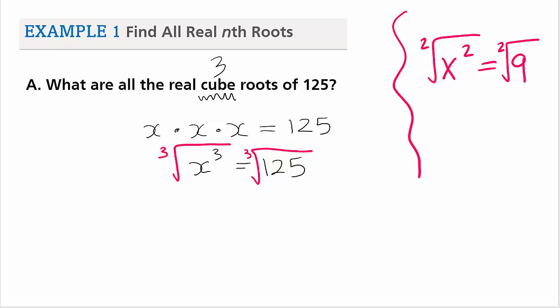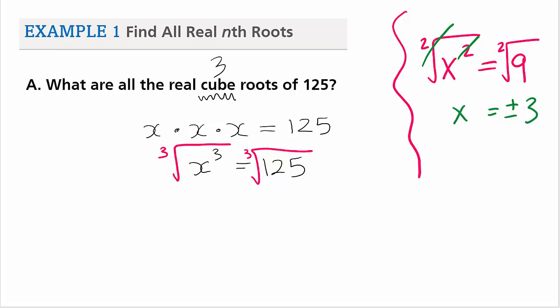And when we do that, the square root and the 2 cancel, and then we get left with the right-hand side of plus or minus 3. Now, the reason why we have plus or minus 3 on the right-hand side is because we don't know if that x is positive or negative because it's being squared. So if it was negative and it was being squared, it would end up being positive 9. And if it was positive being squared, it would also end up being positive 9.